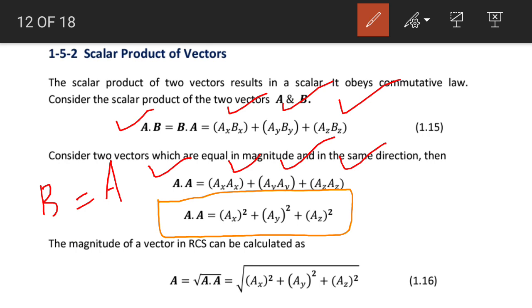We take the square root on both sides of this equation, and we know that under root a dot a results in the magnitude of vector a. So we can calculate the magnitude of vector a with the help of equation number 16. The magnitude of vector a will be equal to under root square of the x component plus square of the y component plus square of the z component.